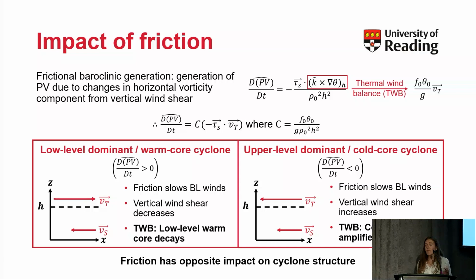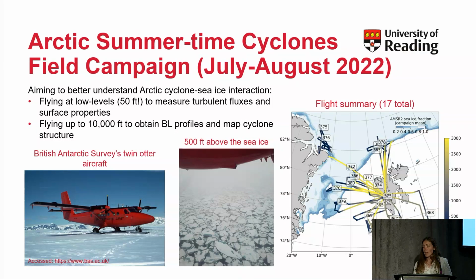In both cases here, friction is causing low-level cooling. And a general behavior of Arctic cyclones after they've matured is to obtain this cold core barotropic structure. And so it's possible that friction is contributing to this. Okay, so now on to the field campaign.